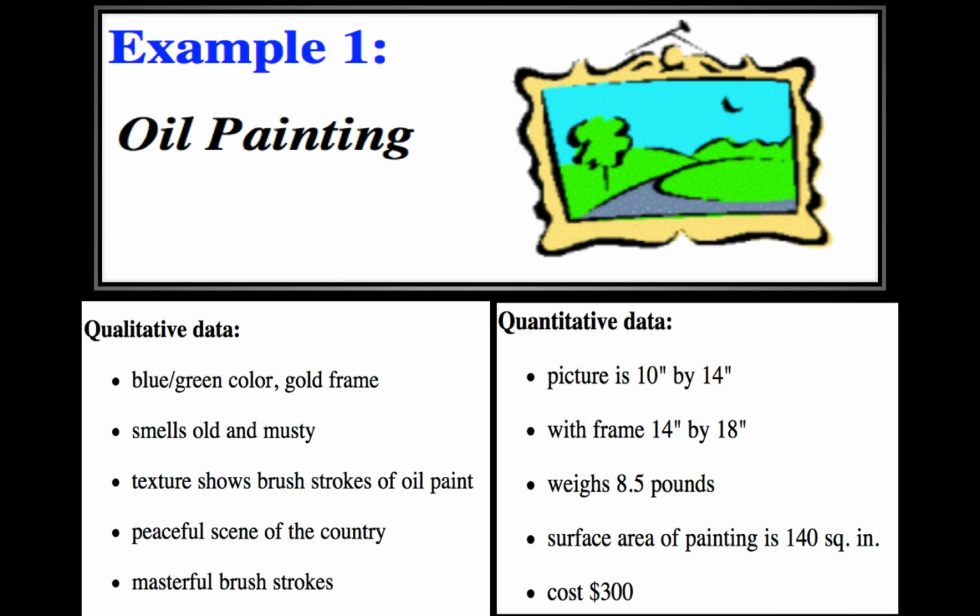Quantitative data, on the other hand, would be: the picture is 10 inches by 14 inches. You actually measured the length and width of the painting, giving the numbers and the units. The frame is 14 inches by 18 inches. The painting weighs 8.5 pounds. It has a surface area of 140 square inches and costs $300. Numbers and units.